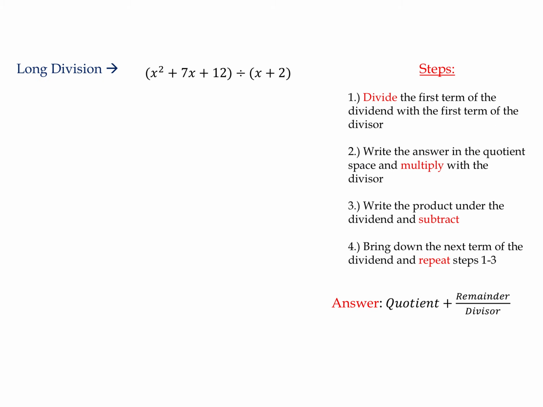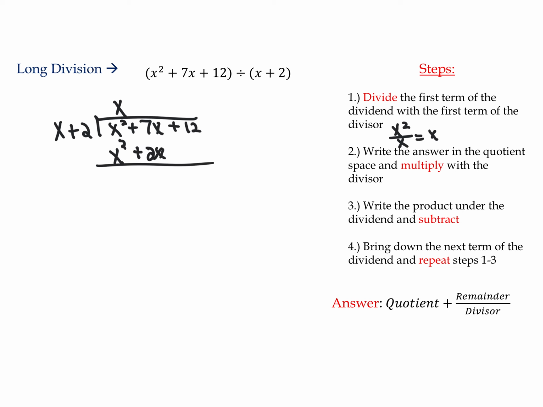All right, to do polynomial long division, we're basically doing the same process. We have our divisor, x plus 2, divided into x squared plus 7x plus 12. And we are going to do exactly what the steps say. We're going to divide the first term of the dividend by the first term of the divisor. So that means we're doing x squared divided by x, which is x. We put the x in the quotient, and then we multiply times the entire divisor. x times x is x squared. x times 2 is positive 2x.